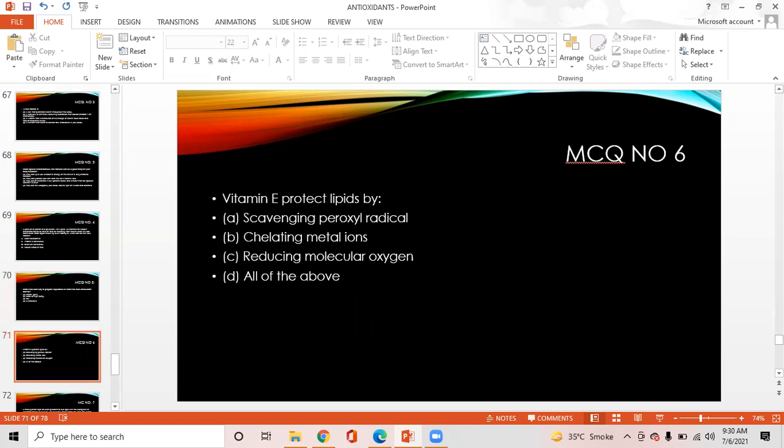Vitamin E protects lipids by scavenging peroxyl radical, chelating metal ions, reducing molecular oxygen, or all of the above. All of the above. A is the right answer because vitamin E protects lipids by this mechanism.